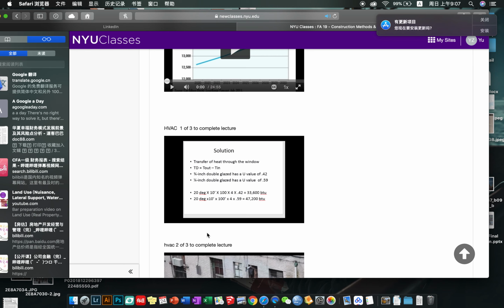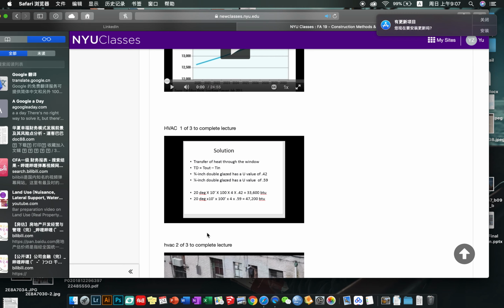And that U value was shown a couple slides prior to this. You simply look it up on that chart. 3/4 inch double glazed has a U value of 0.42. 1/4 inch double glazed has a U value of 0.59, and you multiply them out. So the first one: 20 degrees difference, times the 10-foot high, times 100-foot length, times 4 walls, times the coefficient of 0.42, and you can see on that glass we have the heat transmission of 33,600 BTU, and that's using the thicker double glazed glass.